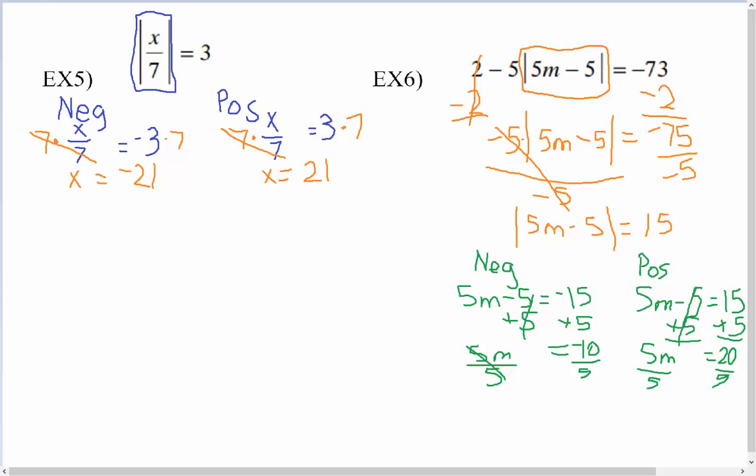Ooh, that was so bad. So m equals negative 2, and m equals 20 divided by 5. That is a very, very ugly 5. But 20 divided by 5 is, wherever my mouse just disappeared to, is 4.